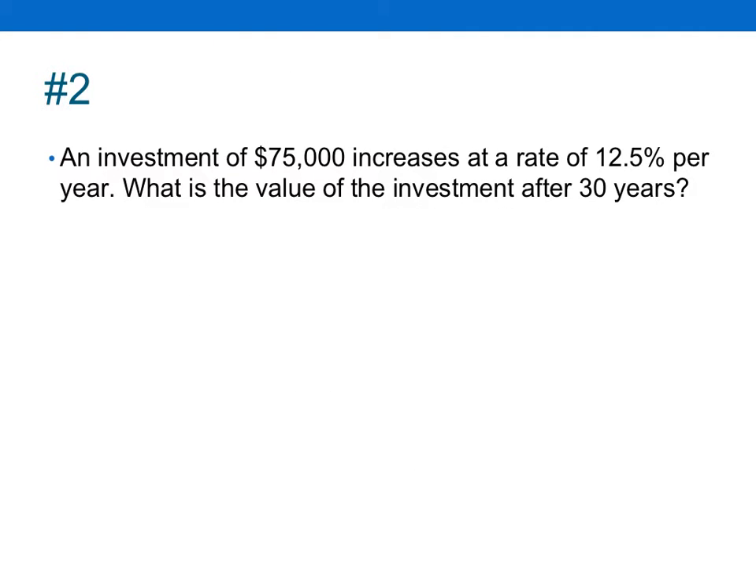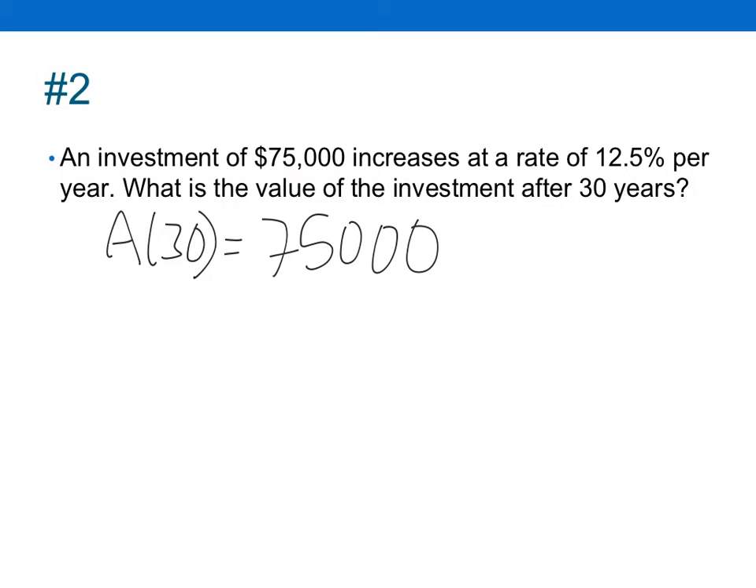Let's try another one. We've got an investment of $75,000, increases at a rate of 12.5% per year. What's the value of the investment after 30 years? Well, I want to know what it's going to be after a certain amount of time. That amount of time is 30 years. I've got a $75,000 investment to start. And remember, feel free to pause the video at any time and try the problem on your own and hit play when you're ready for an explanation. And it's increasing, so it's going to be 1 plus 0.125. And then we're raising that to the 30 years. The t is 30.